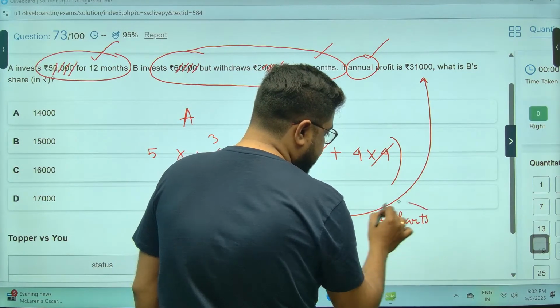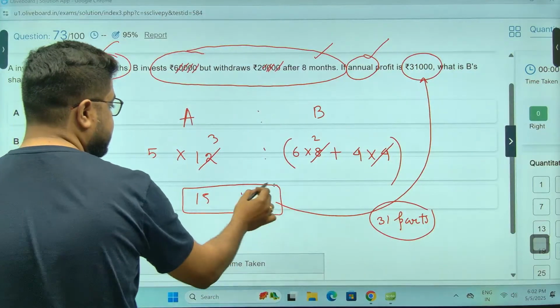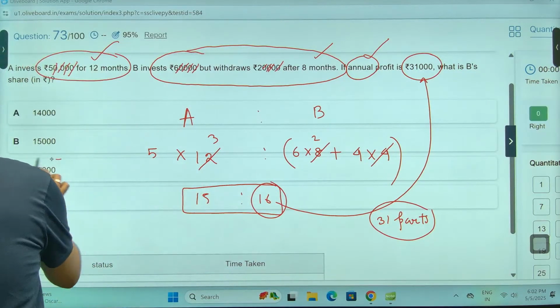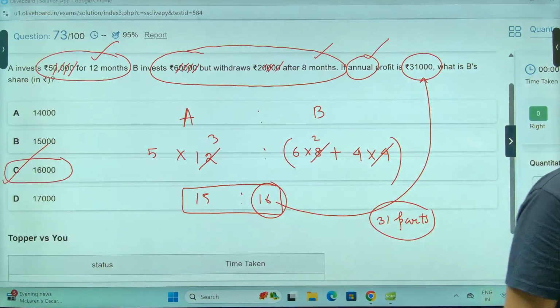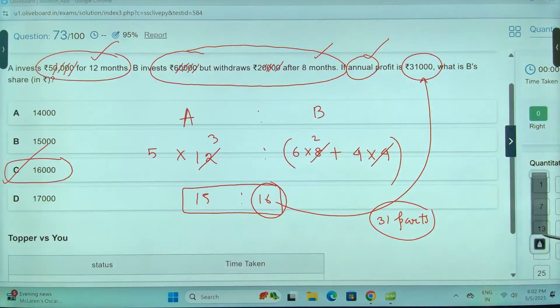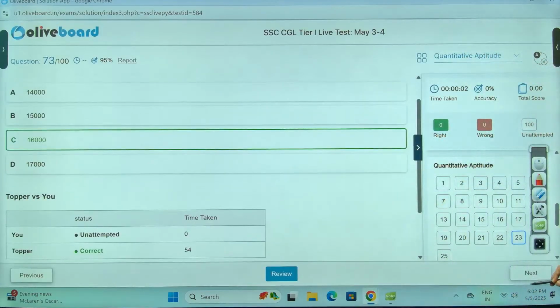31 parts is equal to 31,000. Every part is 1,000 rupees, sir. B's share is 16 parts, meaning 16,000 rupees. Option C is definitely the correct answer. Reena, again, you are 100% correct.